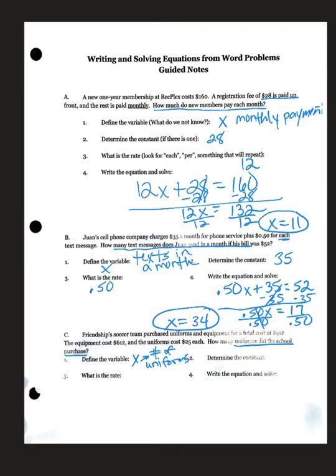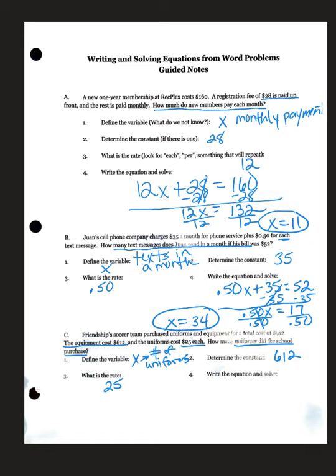Determine the constant. What is an upfront cost that does not change? Well, it says the equipment costs $612. So that's just a flat payment they're having to make for the equipment. So your constant is $612. That's not going to change. What is the rate? That is something that changes or is added multiple times. Look for the words per or each. Well, we have that. The uniforms cost $25 each. So our rate is $25. Now we have everything we need to solve.